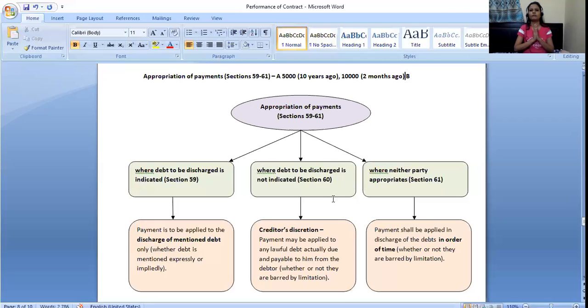So regarding appropriation of payment, there are three things, okay? First, if I am telling it is with regard to this specific loan only, then you can apply it to that specific loan only. If I am not specifying anything, it's your discretion. You can apply it to whatever loans are pending. If neither of us are doing anything, then it will be automatically applied to whatever is the oldest loan that is pending. So these are the three simple provisions regarding appropriation of payment, okay? Where I'm telling you which loan it is, where I'm not telling you, it's your discretion. Where none of us are doing anything, it would be automatically applied to whatever is the oldest loan that is pending between us.